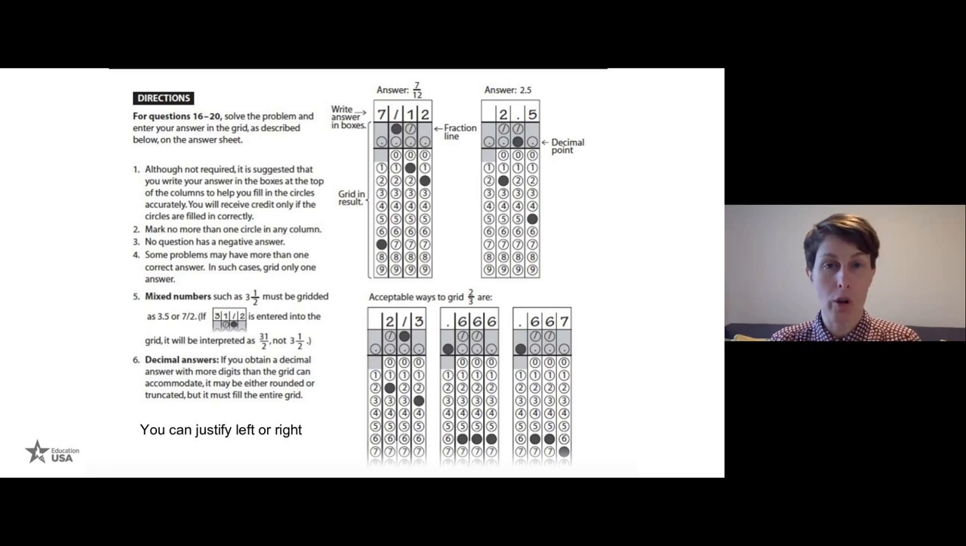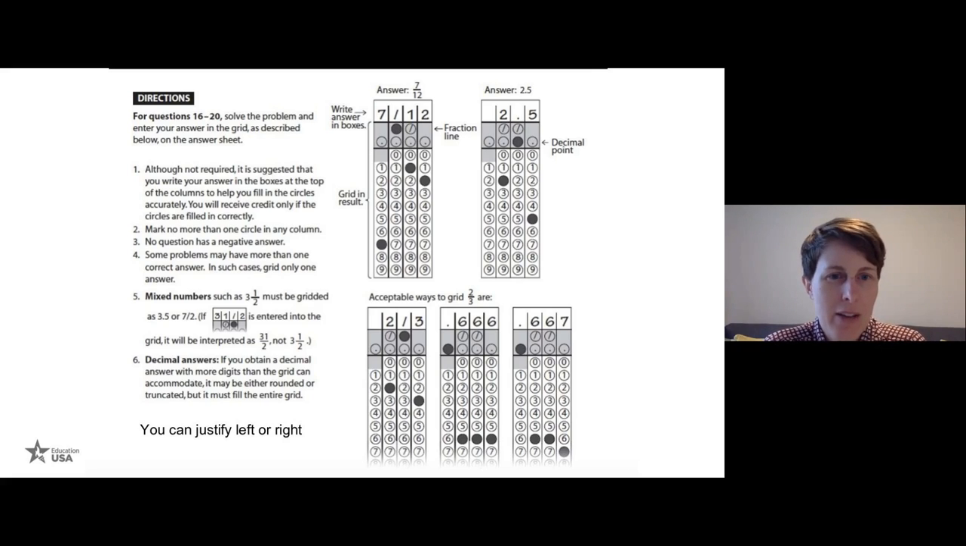So if you're solving and you're starting to get a negative answer, then you need to reassess how you're tackling the problem and go, this is not going to be right. There's no way I can even grid this in. So that gives you a bit of a boundary to work within. Some problems have more than one correct answer. In some cases, grid in one answer. Sometimes you'll get a range and the answer might be anything between 5 and 7. So you can say 6, but you could also say 6.25 if you're feeling really cheeky. So you can have fun with it if you want to.